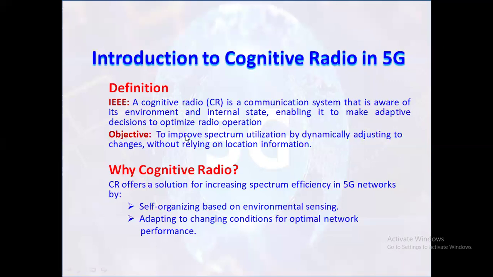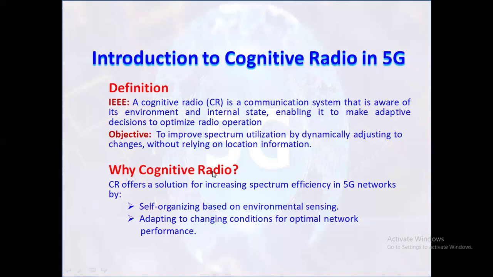The primary objective of cognitive radio is to improve spectrum utilization. In 5G networks, spectrum is a critical finite resource, and CR offers an innovative solution by dynamically adjusting to environmental changes to make efficient use of available spectrum, even in heavily populated networks or limited bandwidth areas. This is the main objective of cognitive radio, and why we are using it.